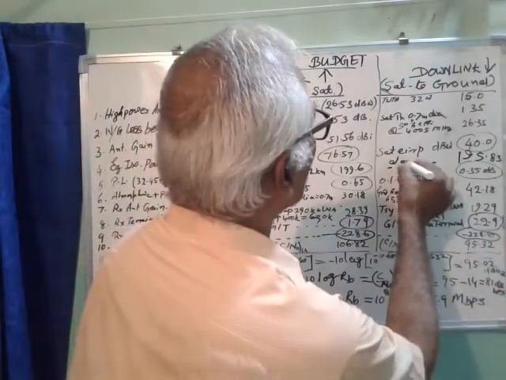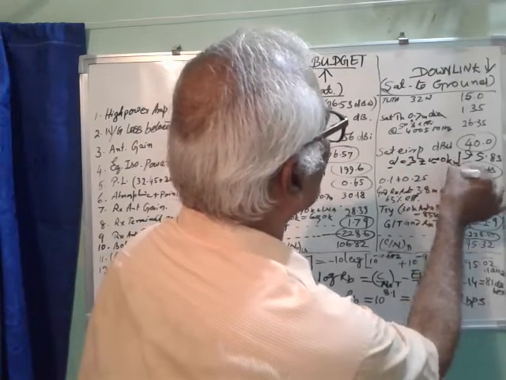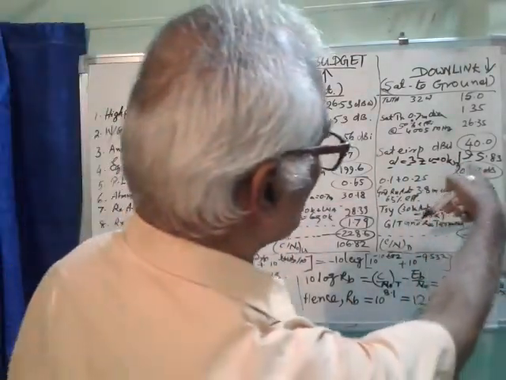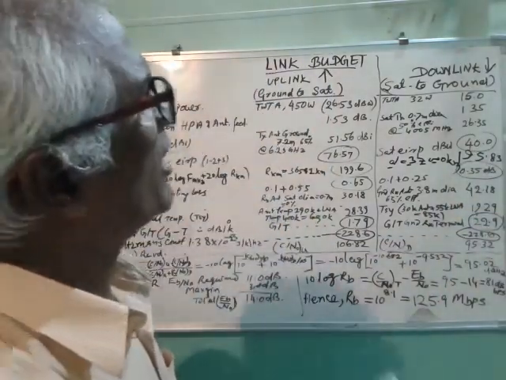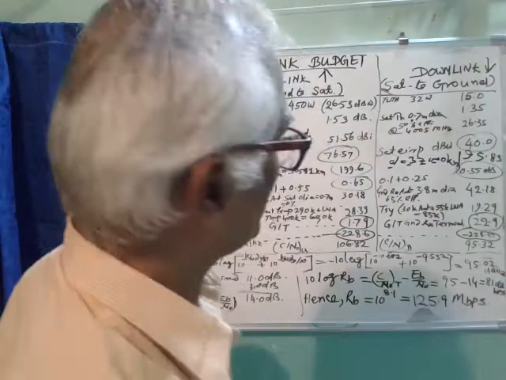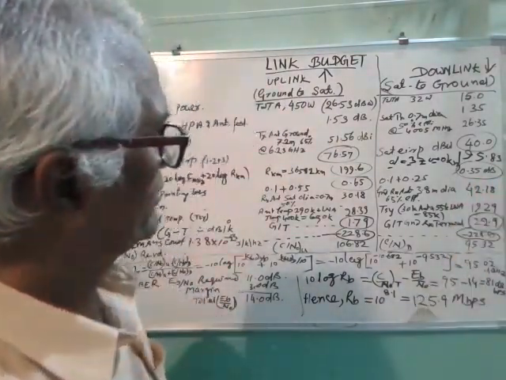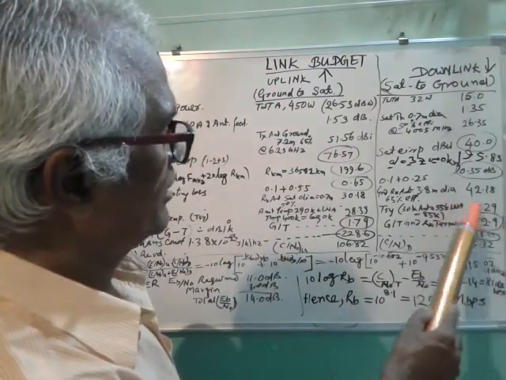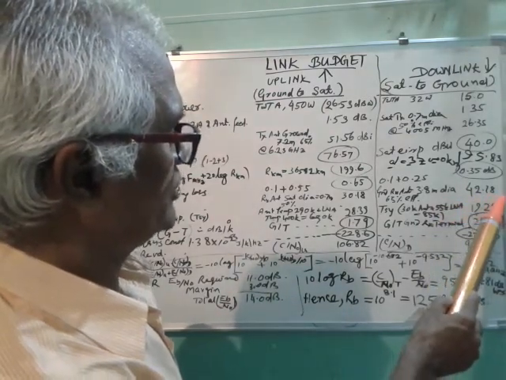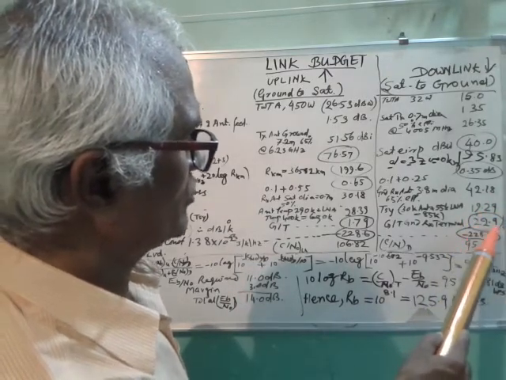D is equal to 37,000 kilometers. Therefore here 195.83, and the extra loss will be 0.35 dB, and here the ground station antenna gain is 42.18, G and T will be 19.23, G by T 22.9.